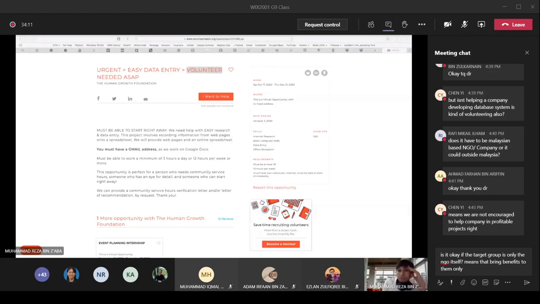Okay, Rafi, does it have to be a Malaysian-based NGO? It can be outside of Malaysia, because we do have in our group someone who is currently overseas, not in Malaysia. So if you want to approach an NGO that is based outside of Malaysia, then you can. But please ensure that the NGO is a legitimate NGO. You don't want to be involved in something like a Macau scam or something like that.